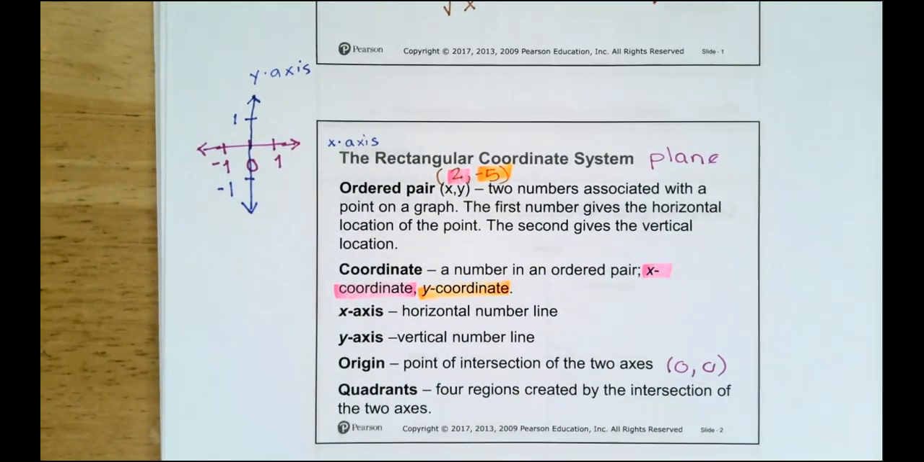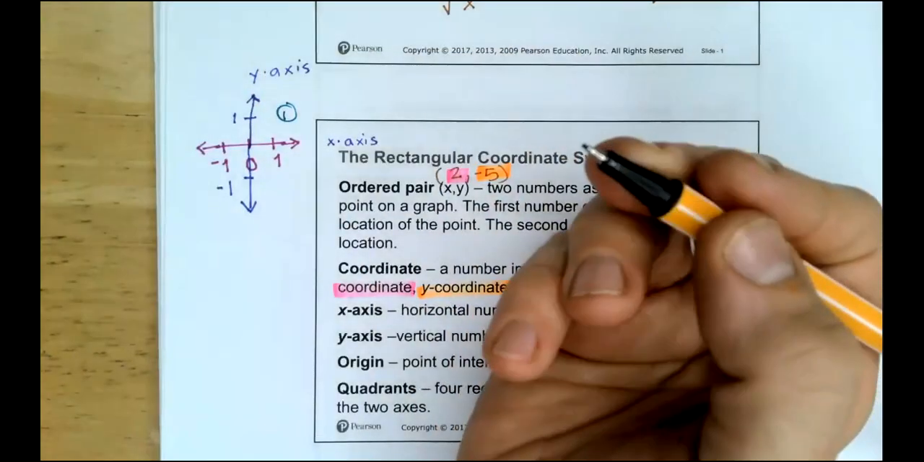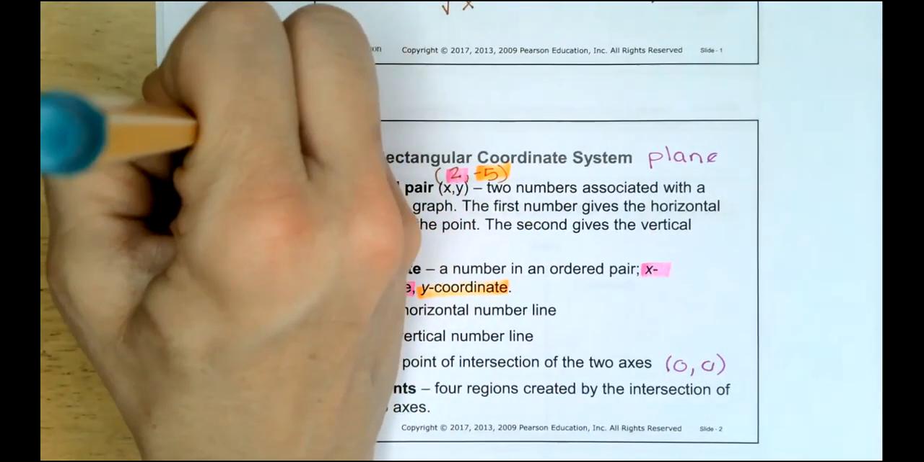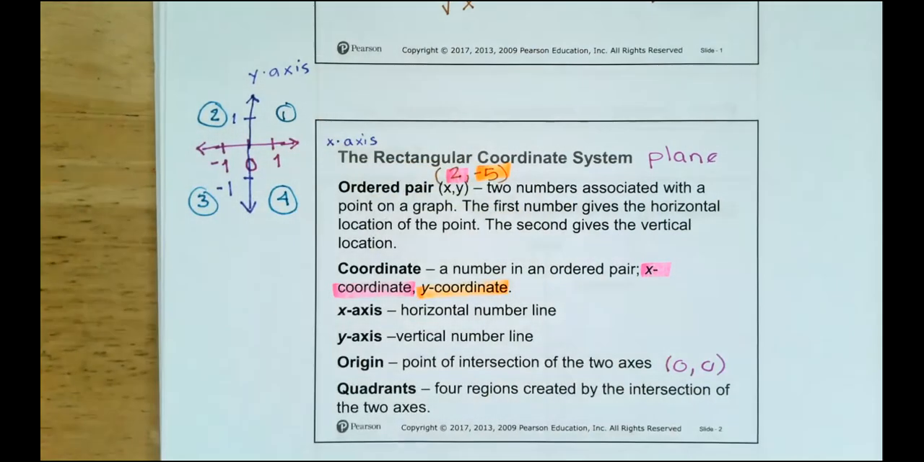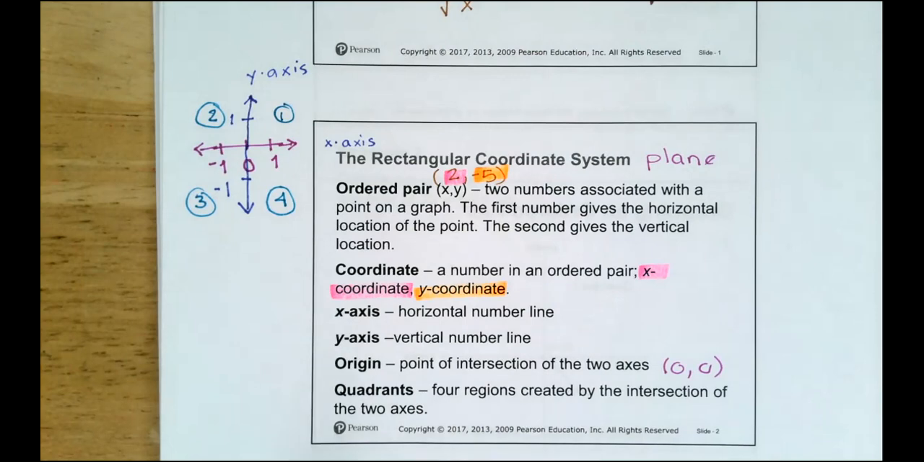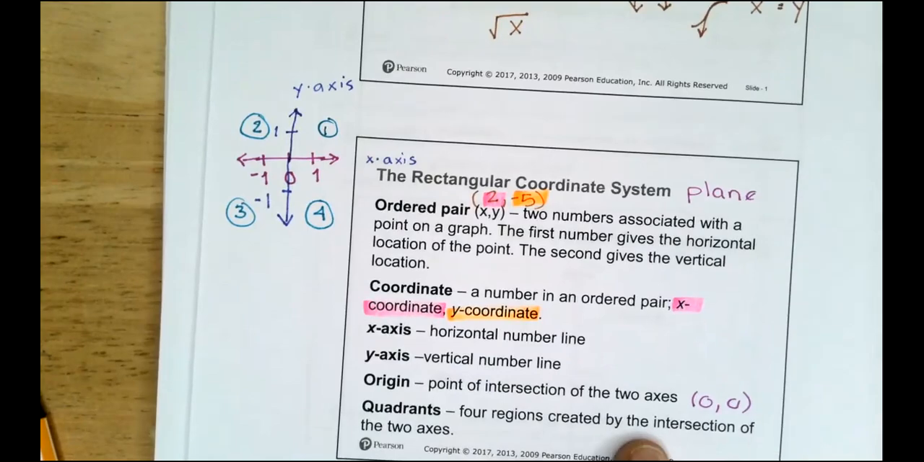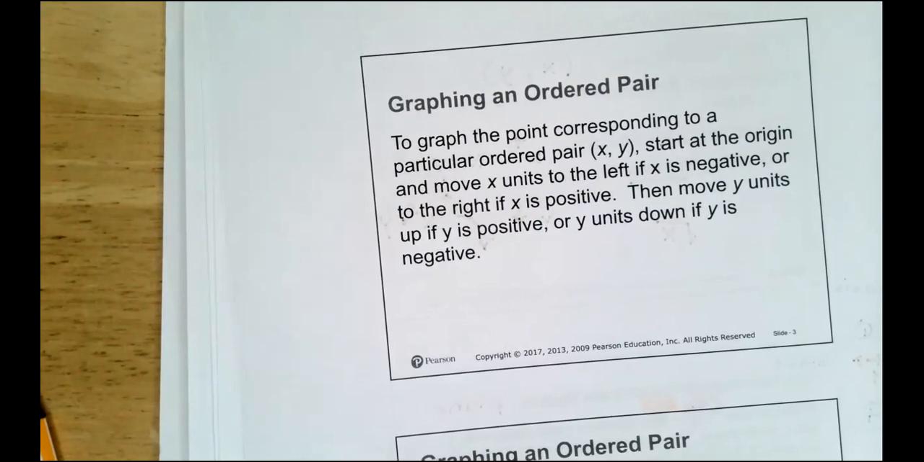And then the quadrants are the 4 regions created by the intersection of the two axes. We don't really talk about quadrants much after this first lesson, but they are quadrant 1, and then we go counterclockwise. So this is quadrant 2, this is quadrant 3, and this is quadrant 4. Okay? It's more important that you understand the x-axis, the y-axis, and the origin, and how to read an ordered pair than that you understand the quadrants. We don't reference quadrants a ton.